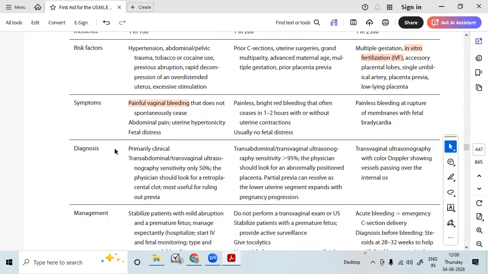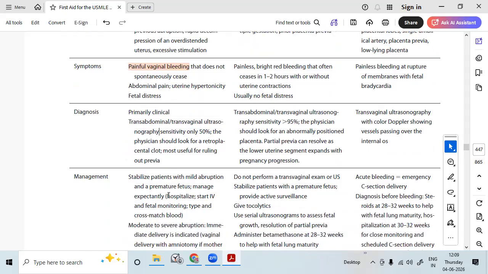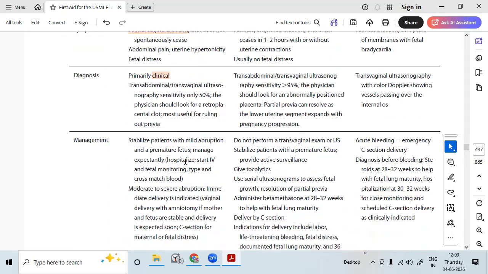How will you diagnose placental abruption? You will clinically do a transabdominal or transvaginal ultrasonography. The sensitivity is only 50%. The physician should look for a retroplacental clot, most useful for ruling out previa. So diagnosis is clinical, and this ultrasonography you do to rule out previa.